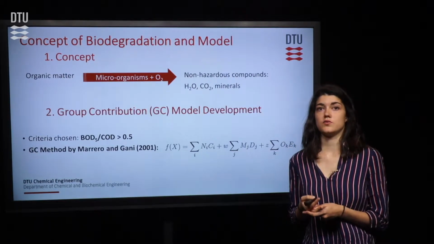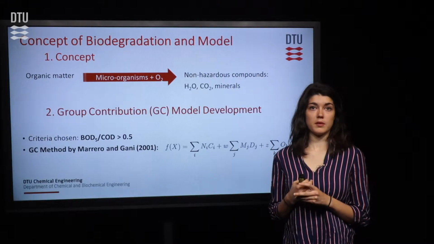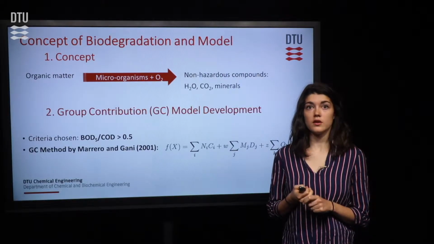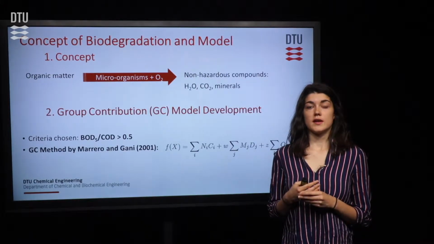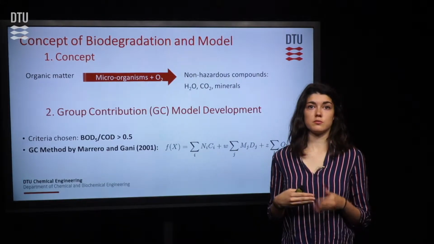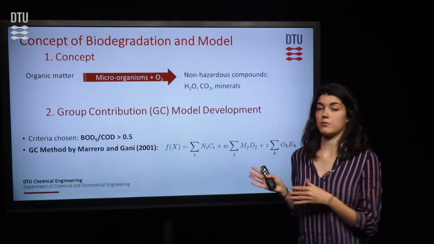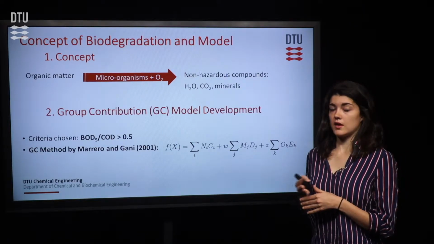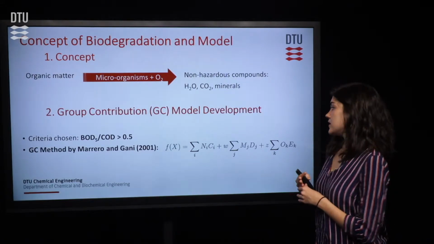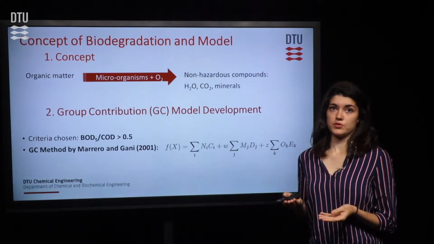And to calculate this ratio, we chose to focus on the group contribution method developed by Marrero and Gani in 2001. And they developed 3 orders of groups classified by size, interactions, and complexity, and this is the equation of their model. So the left side is the property that we want to calculate, and the right side represents the occurrence of each group in the molecule times their contribution.